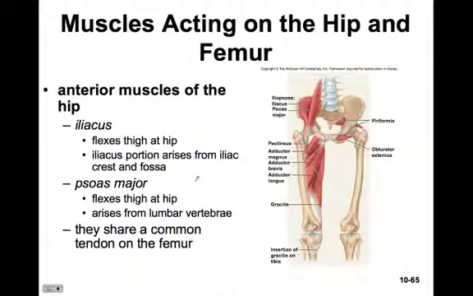Beginning with the anterior muscles of the hip. The primary ones here are the iliacus and the psoas major. Together, they form the iliopsoas muscles that lead from the top of the femur through the pelvic cavity into the lower spine and hip. Tension in these muscles leads to a lot of lower back pain.